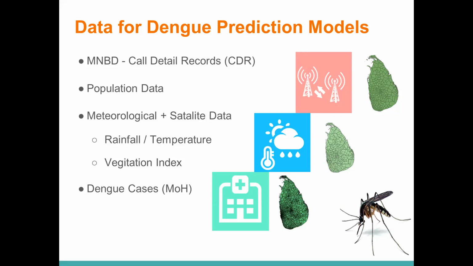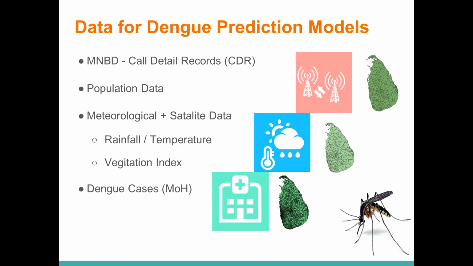So one way of looking at mobility is using mobile network big data, or what we call call detail records. Using that, we are able to get some indication of how people are moving. In addition to that, if you look at other people who have tried this problem, one thing we know is that it depends on the population.